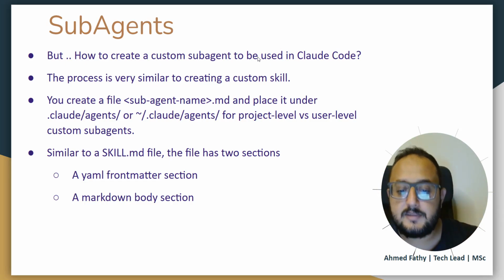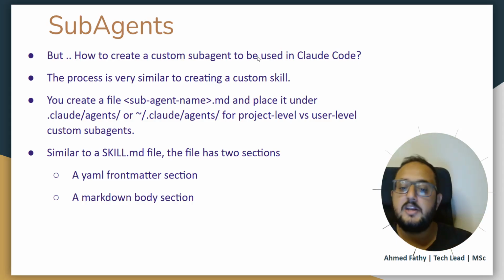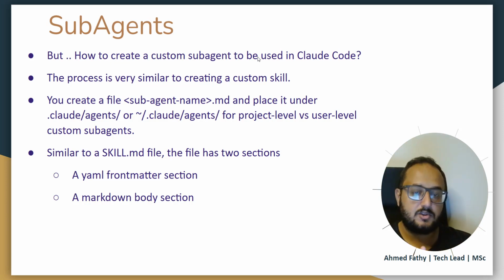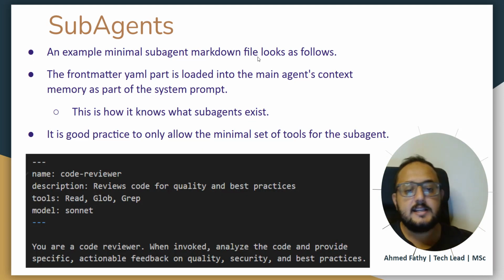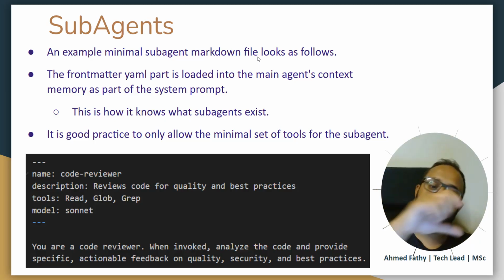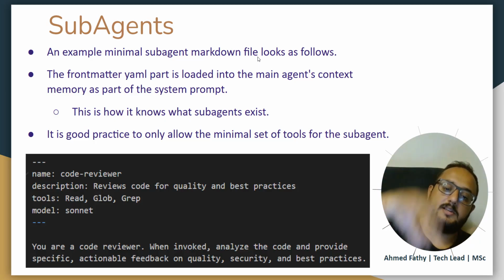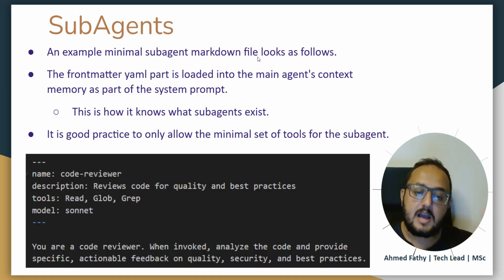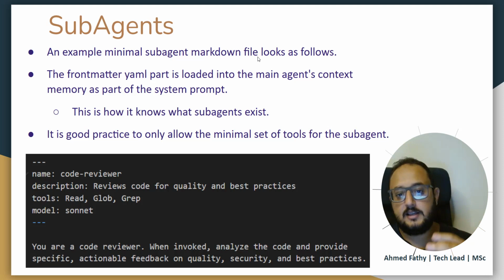Similar to the skill.md file, the file for the sub-agent has two sections: a YAML front matter section and a markdown body section. So this is an example of a minimal sub-agent markdown file. The front matter YAML part is loaded into the main agent's context memory as part of the system prompt. Again, this is done automatically by Claude. All the front matter for all sub-agents is loaded into the main agent's context. Okay, so this is how it knows what sub-agents exist. However, the remaining part of the file is not automatically loaded.